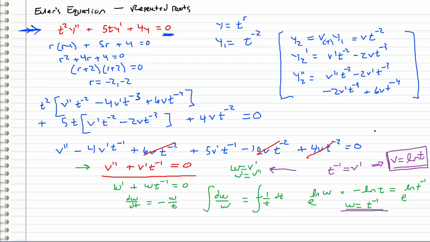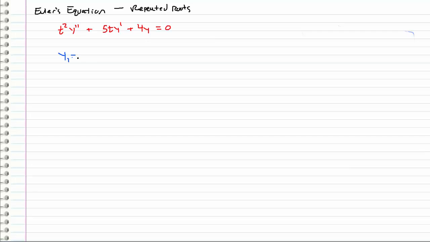Now that I have my v, that means I have my y2, because y2 is equal to v of t times y1, which is equal to v times t to the -2. In other words, my y2 is equal to the natural log of t times t to the -2. So we have our y1, which we said was t to the -2, and now we have our y2, which is the natural log of t times t to the -2.